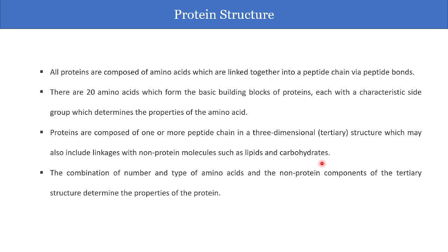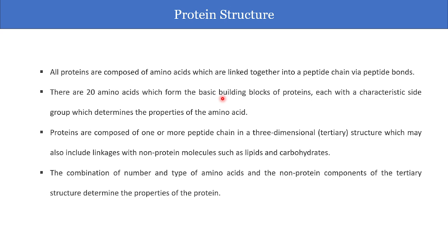about chromatographic techniques. A very brief introduction about the protein structure, which we already talked about before: all proteins are mainly composed of amino acids which are linked together into a peptide chain via the formation of a peptide bond or multiple peptide bonds, and each peptide bond occurs via the removal of one molecule of water. And there are 20 amino acids, the naturally occurring amino acids, which form the building blocks of proteins, and the properties of the amino acids determine the structure of a protein.